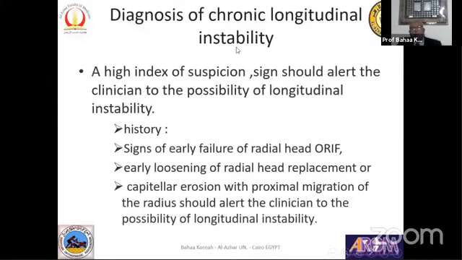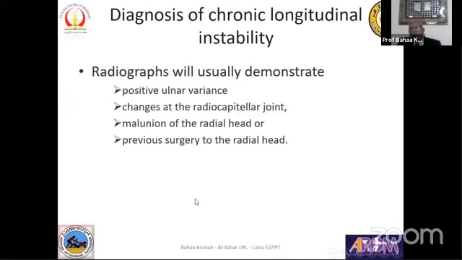Diagnosis of chronic instability is very important. Again, I mentioned, a high index of suspicion, and the signs should alert the clinician to the possibility of longitudinal instability. This is very important. In the history of the patient, signs of early failure of radial head open reduction and internal fixation, early loosening of the radial head replacement, and capitellar erosion with proximal migration of the radius should alert the clinician to possible longitudinal instability.